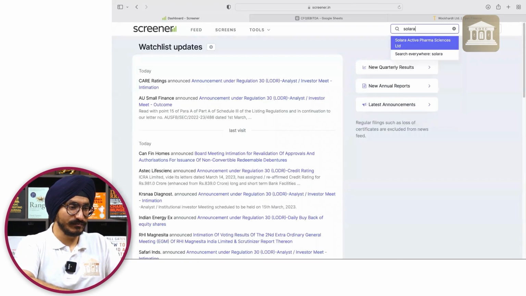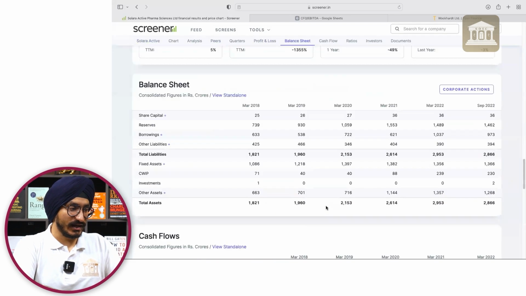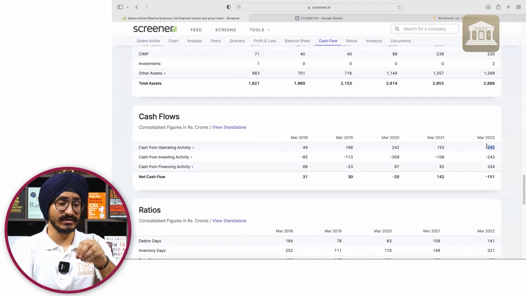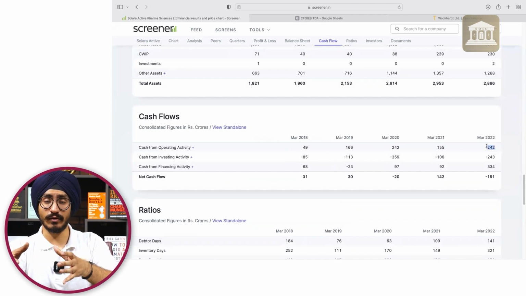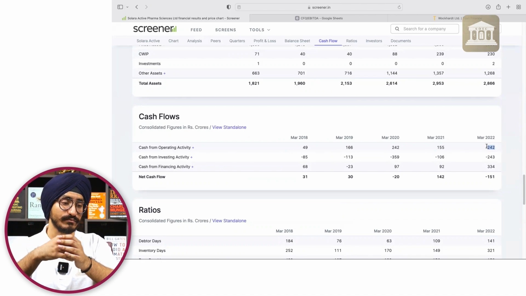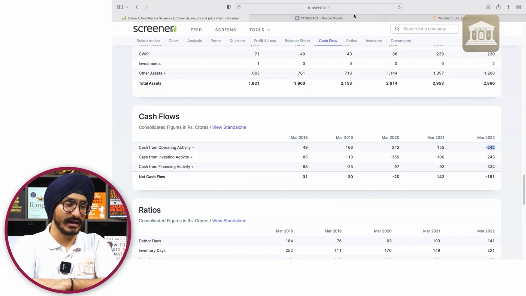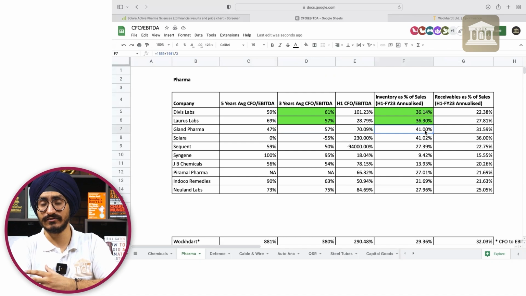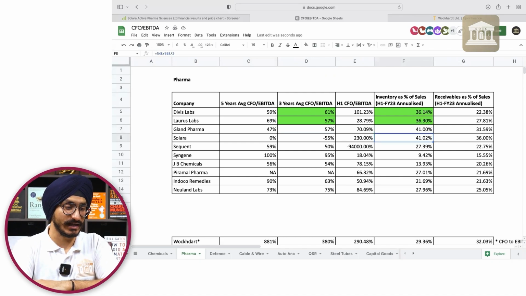Let's open Solara over here. I'll just look at the cash flow from operations. You'll see that it is minus 242 crores. So this is a company we studied, but the moment cash flow from operations turned negative, that was the point of time I got really scared in this company, because cash flow from operations turning negative points to either inventory having become really high as a percentage of sales, or the receivables having become really high, which happened over here. Inventory went to almost 41% of the sales, and receivables went almost to 36% of the sales.